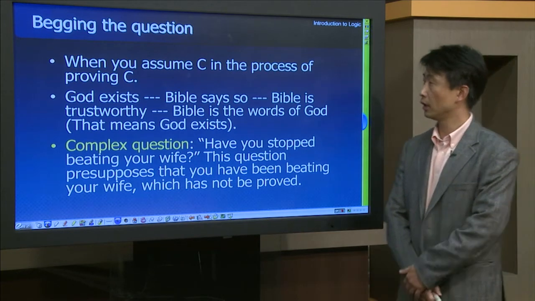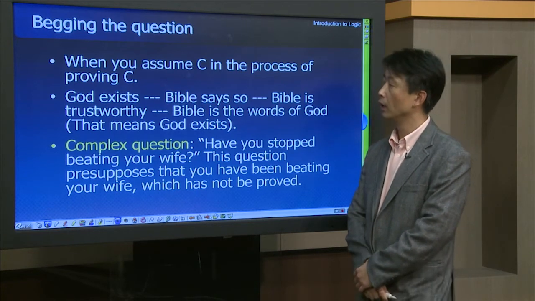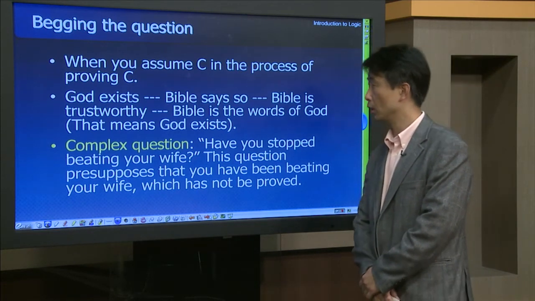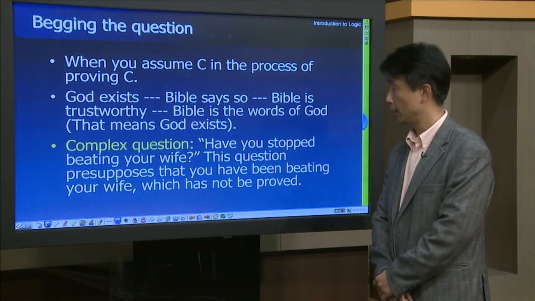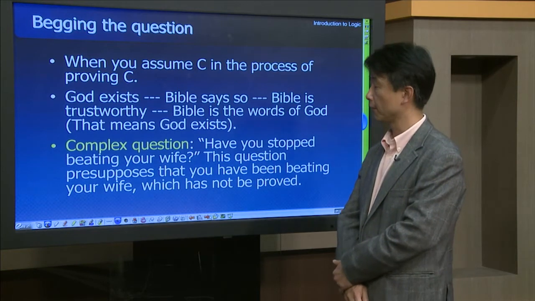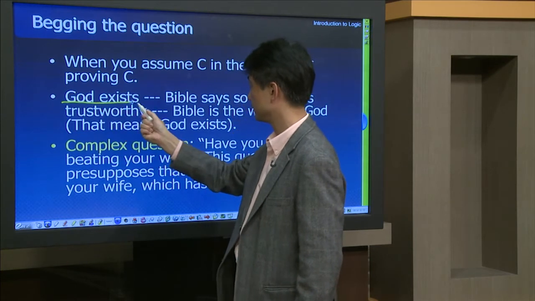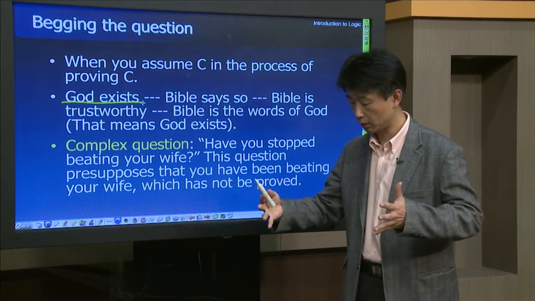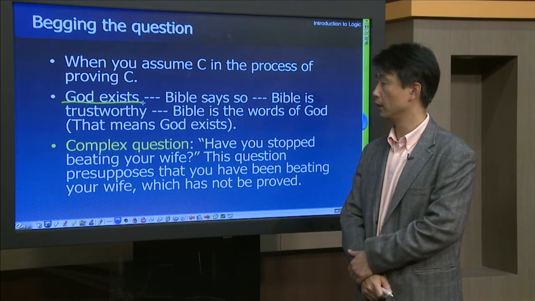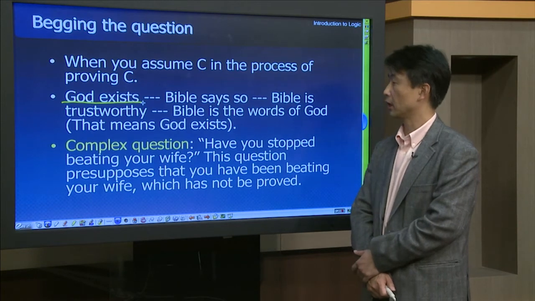Begging the question is another very familiar type of error. It occurs when you assume C in the process of proving C. This is just an example. For example, someone tries to prove that God exists. That's the conclusion that you try to prove. And other people ask, why is that? God exists. Why is that? You say, the Bible says God exists.